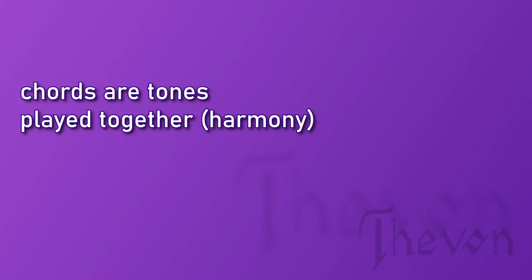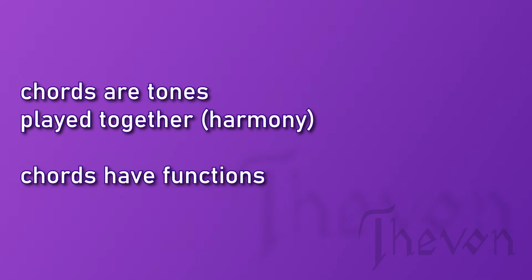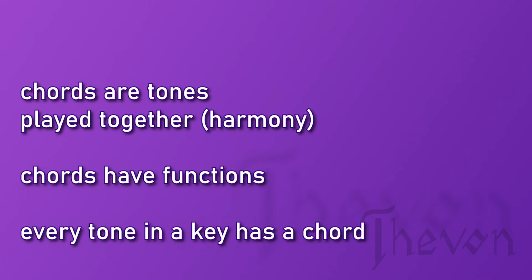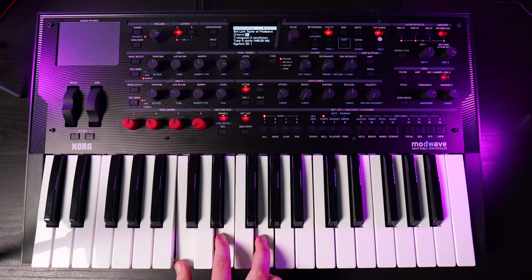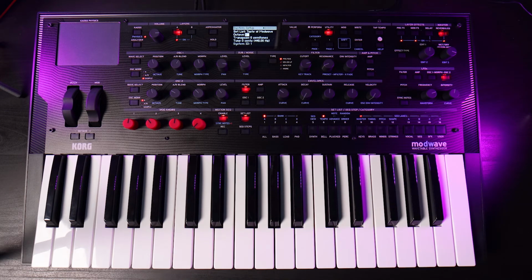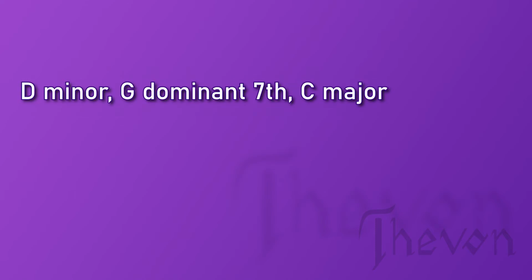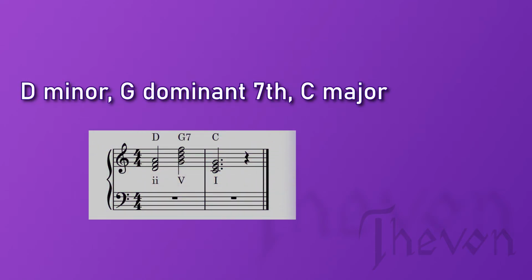In order to write music within a certain key, we are going to build chord progressions. Before we can do that, I'll explain to you what chords are. Chords are tones played together and they have a certain function. There's a chord for every tone of the C major key. For example, this is a chord progression of 3 chords. The first chord is D minor, the second is G dominant 7th, and the last one is C major.